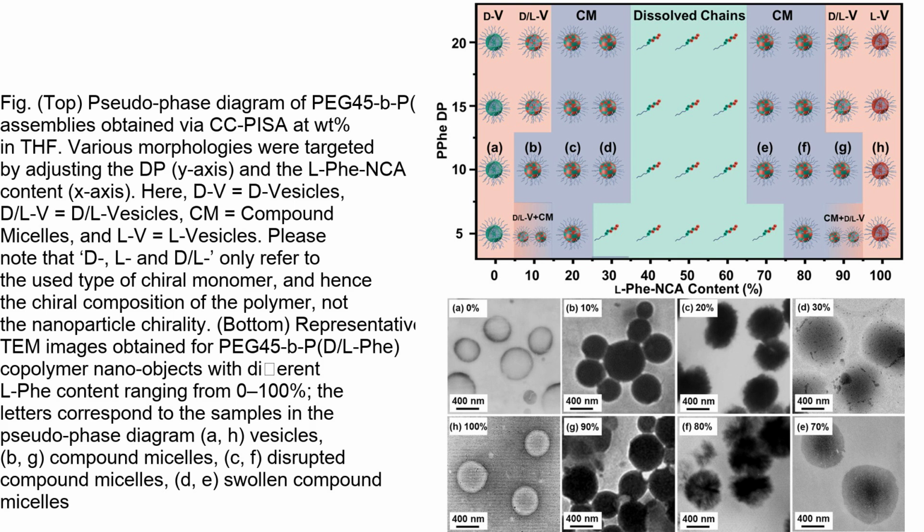The different morphologies include vesicles, compound micelles, disrupted compound micelles, and swollen compound micelles. The diagram demonstrates the impact of monomer chirality on the morphology of the nanoparticles and provides a useful guide for the design of CC-PISA formulations to obtain specific nanoparticle morphologies.